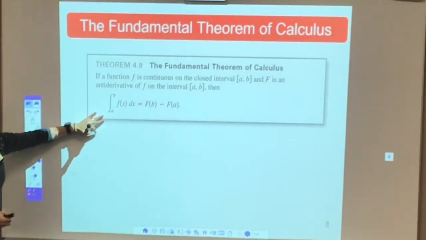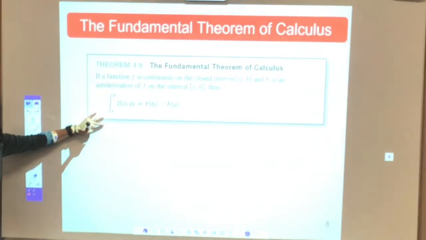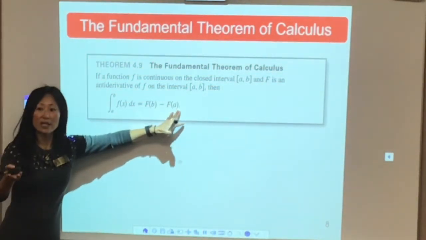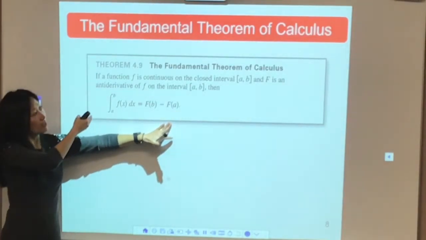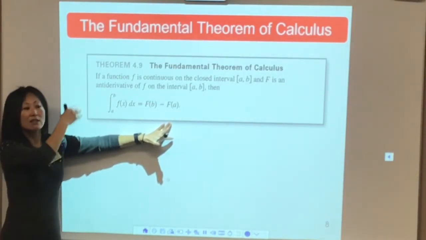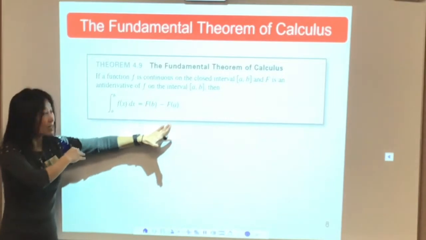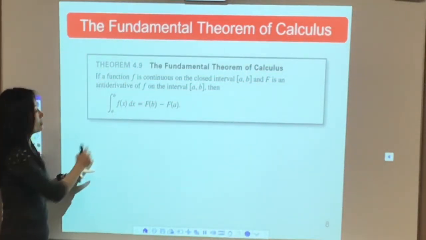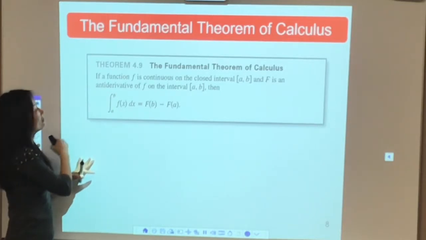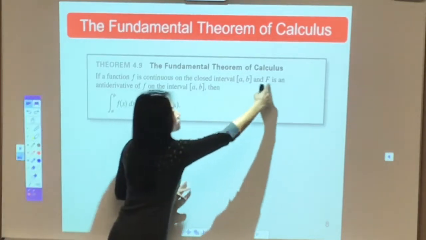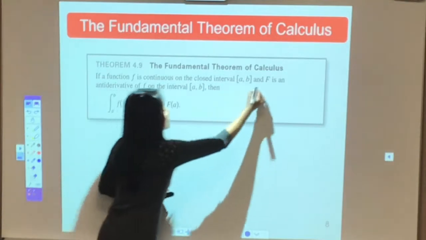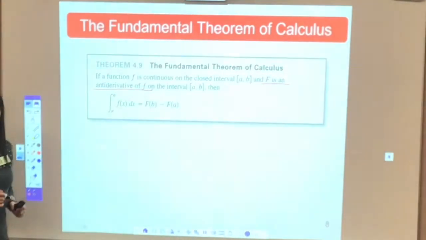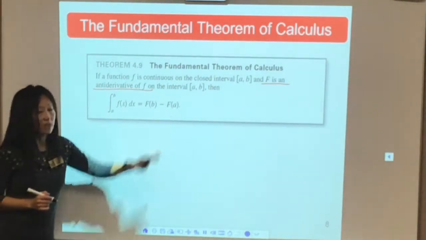So we know this one. Remember we've been doing the problem using subtracting the upper limit minus the lower limit. You know I get to do this because of the fundamental theorem of calculus. The fundamental theorem of calculus says if function f is continuous in closed interval a and b, and F is an antiderivative of f on interval a comma b, then this is what it is.